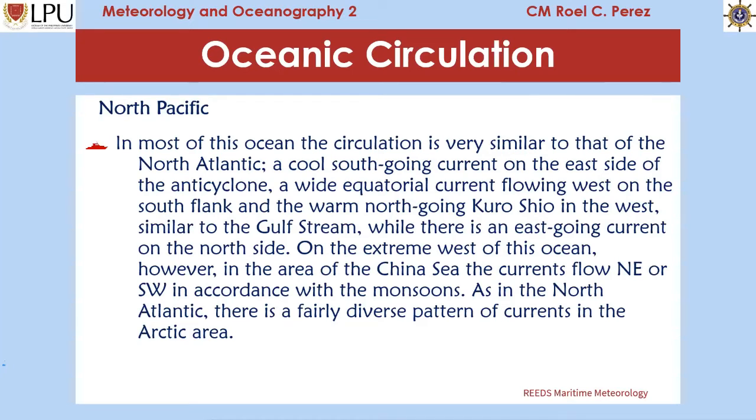As in the North Atlantic, there is a fairly diverse pattern of currents in the Arctic area. So the same as in the Indian Ocean, there is a monsoon in the south on the China Sea and also in the Indian Ocean.